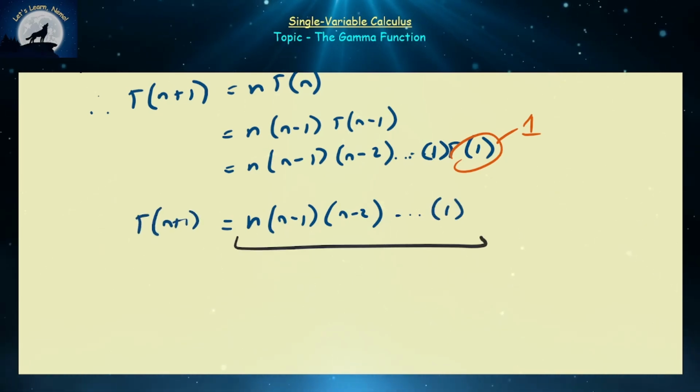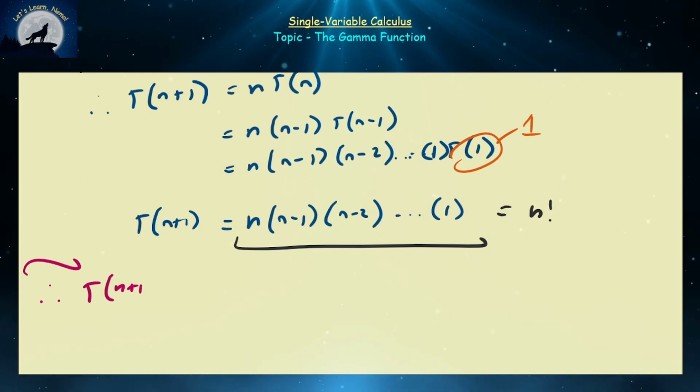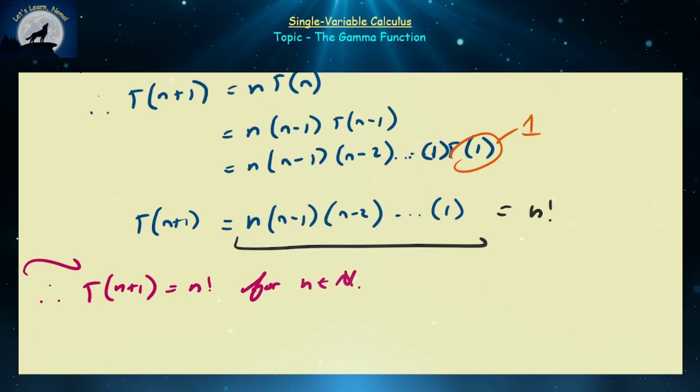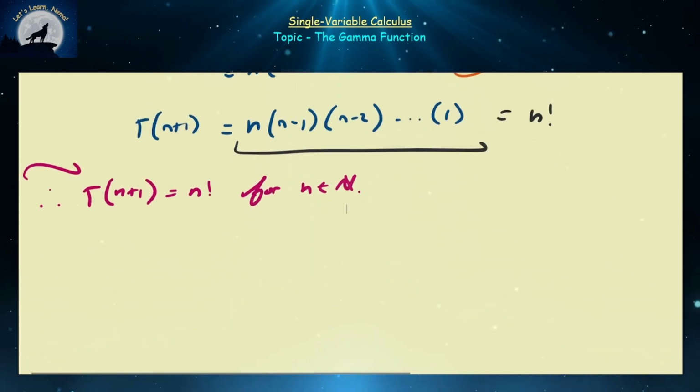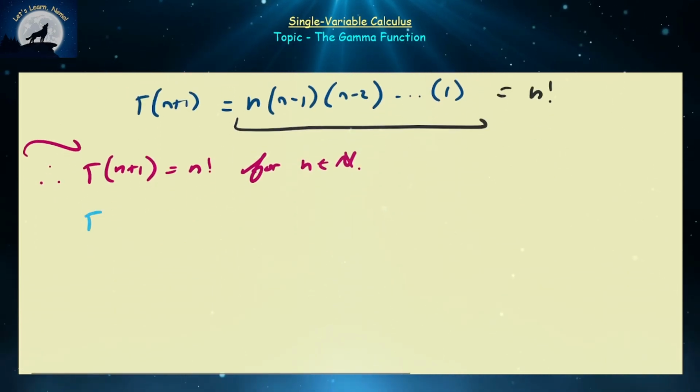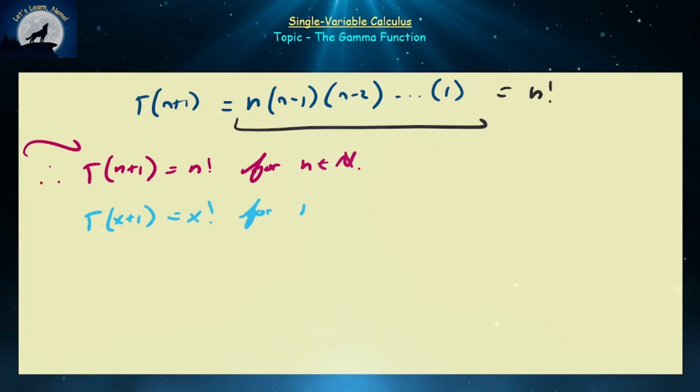But you should recognize that if n is a natural number, that is just equal to n factorial. So therefore, gamma of n plus 1 is equal to n factorial, provided that n is a natural number. And technically speaking, you could say that gamma of x plus 1 is equal to x factorial only for x in the set of natural numbers. When x belongs to something not the natural numbers, then x factorial doesn't make any sense.